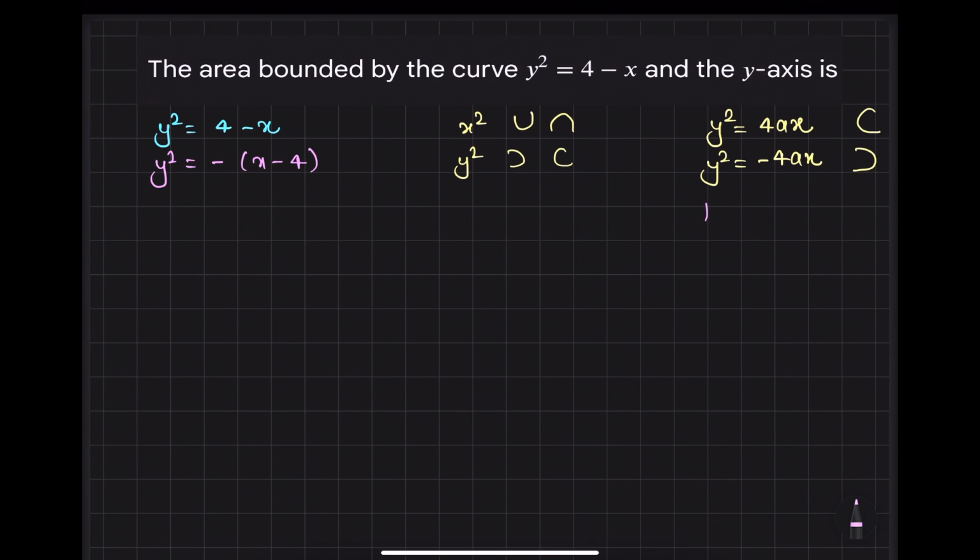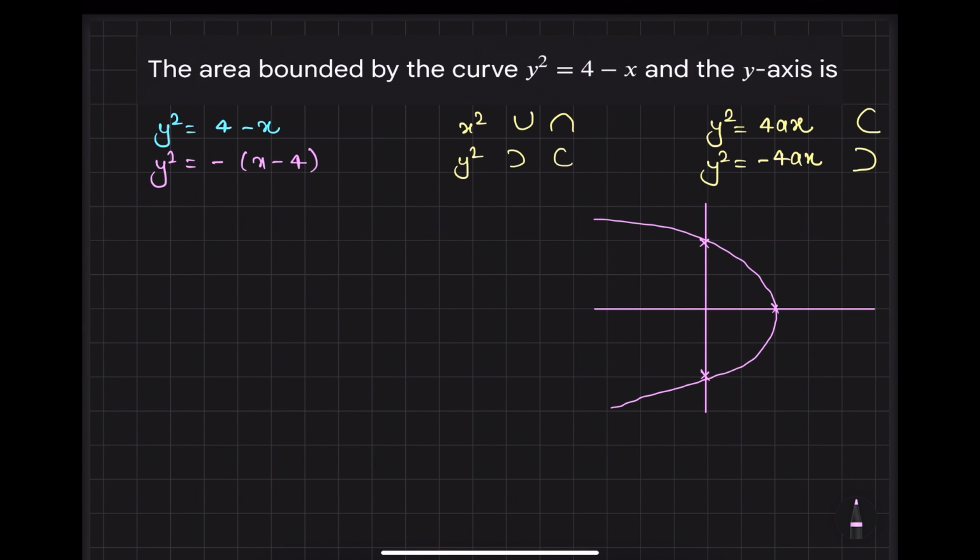Okay, so look at the graph. Now suppose that x is 0. So if x is 0, y square will be equal to 4. So can I go with plus minus 2? This is plus 2, this is minus 2. Now suppose that y is 0. So if y is 0, x will be 4. Okay, so our graph will look like this. So this is the graph.